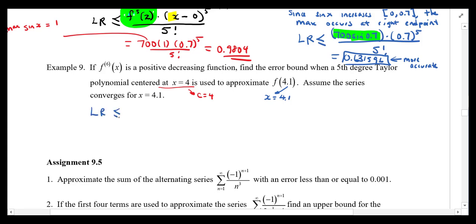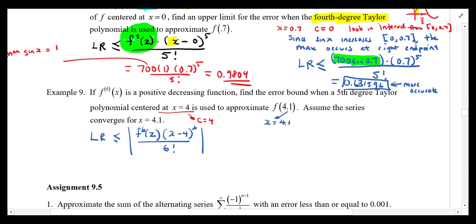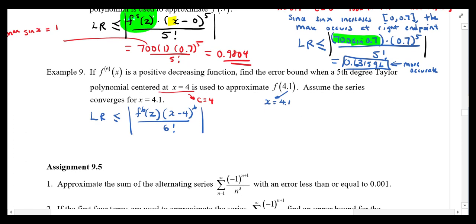So once again, it should be the sixth derivative at some z value, times x minus 4 to the power of 6 over 6 factorial. And by the way, don't forget absolute values, which is what I forgot up here. Oops, I should go back and change that. Still positive anyway, but to be proper, absolute values, please. And what would this be now? I'm looking for the maximum value of the sixth derivative.